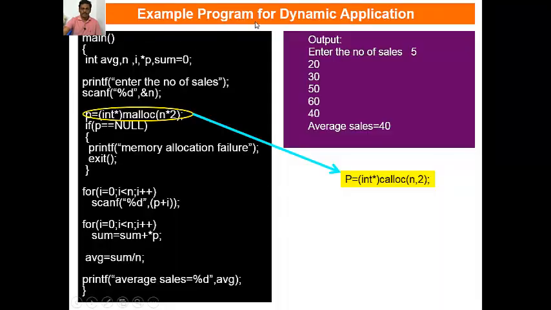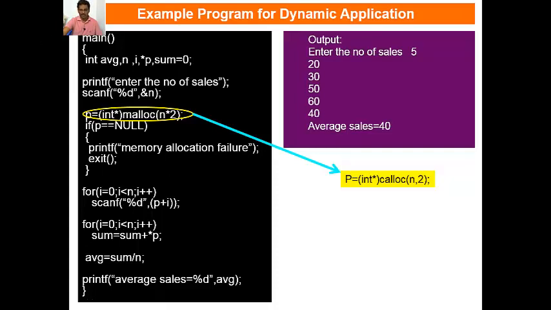So this is an example for dynamic allocation. main, int avg, n, i, *p, sum = 0. These are the variables. printf "enter the number of sales". Through this program, we get the different number of sales, then we find the average of sales. We get input as sales quantities, then we get the average for the sales quantity.